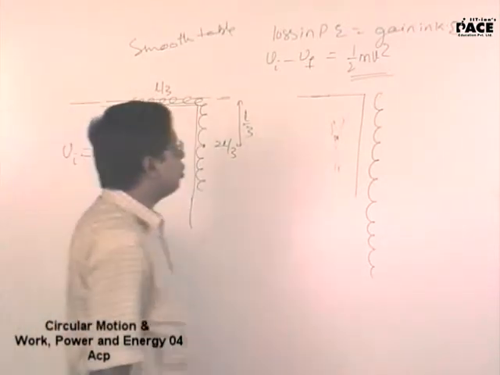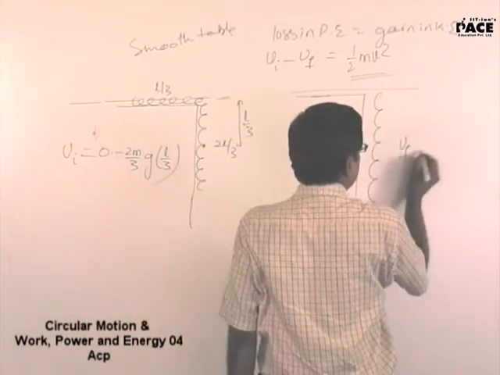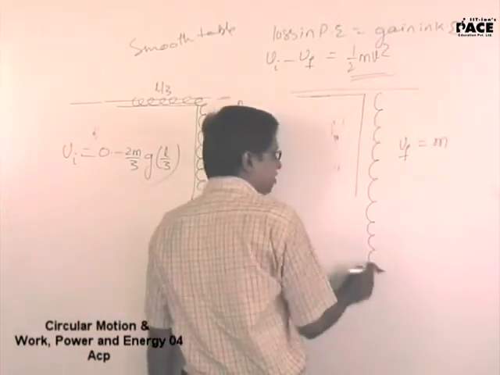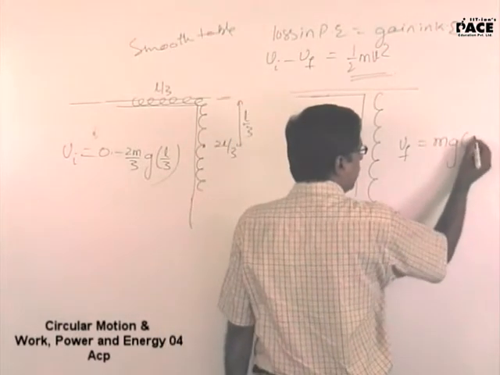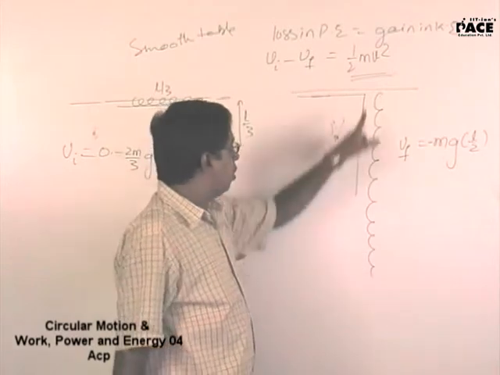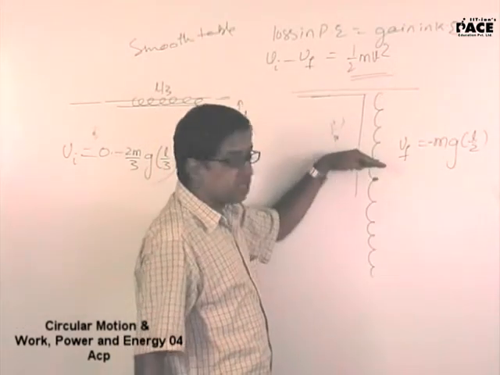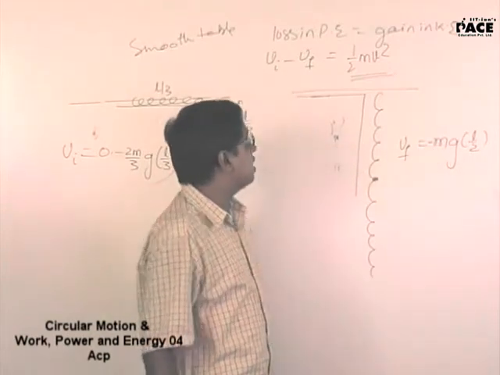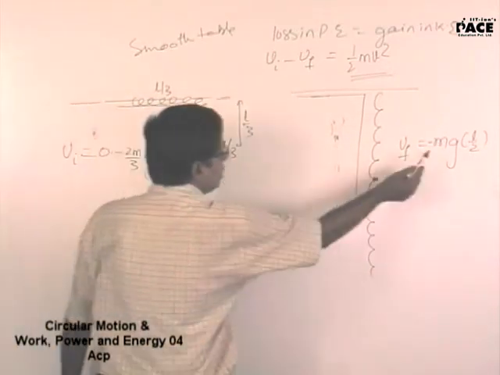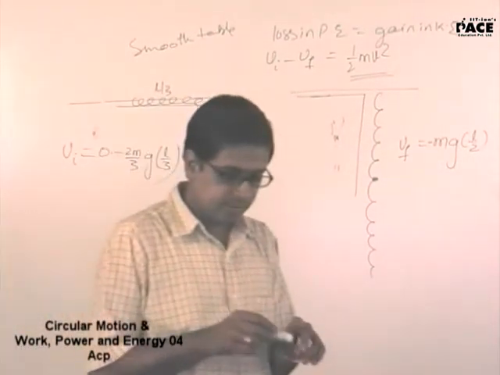Now when it comes to U final, the same reference line, I cannot change this. U final is the total mass of the chain, g, L by 2, obviously with a negative sign. The whole of the mass appears to be concentrated here. This is also below the reference line, hence minus mgL by 2. Substitute U initial and U final here, and I will get the velocity of the chain.